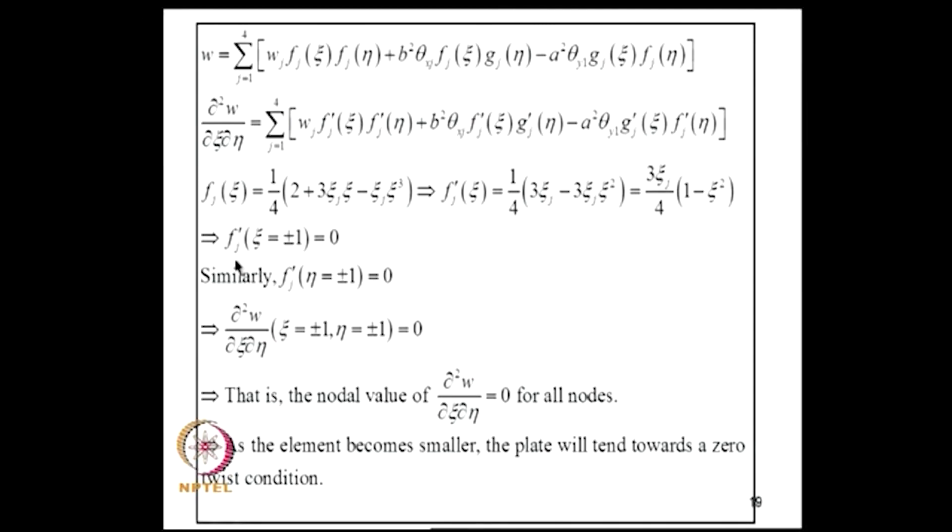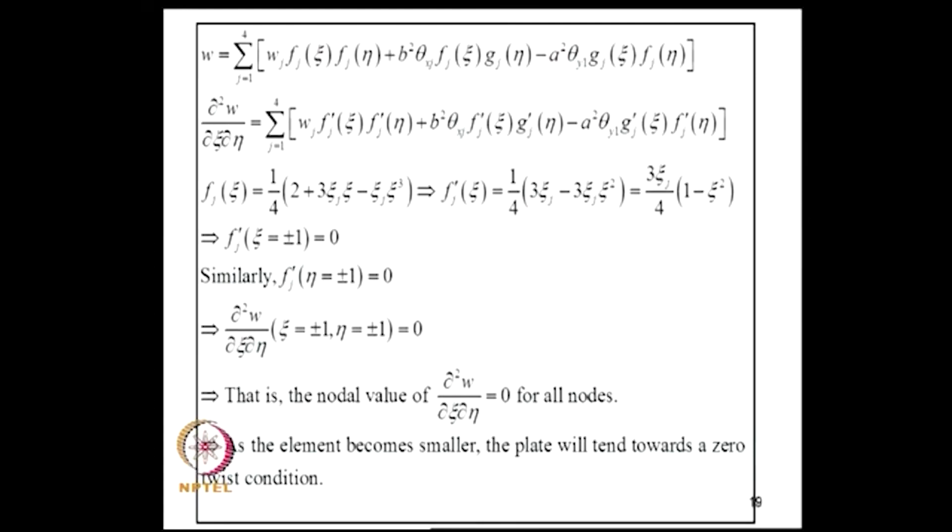And if we evaluate the value of this gradient at the nodes, it turns out to be 0. So, the nodal value of del squared w by del xi del eta is 0 for all the nodes. So, the problem would be, as the element becomes smaller, the plate will tend towards a zero twist condition, and we will not have the desired behavior incorporated into the element development. So, this is a limitation.